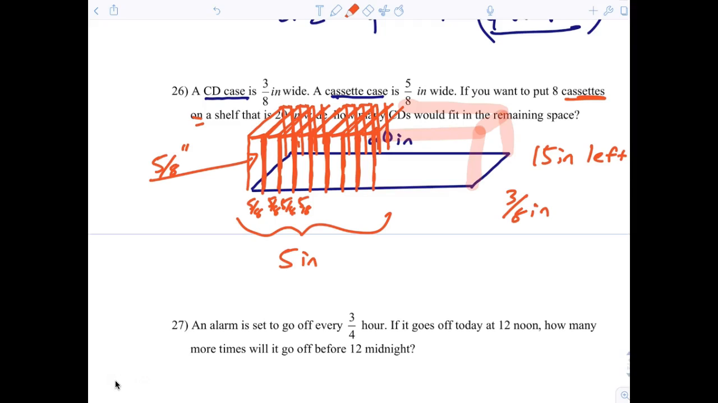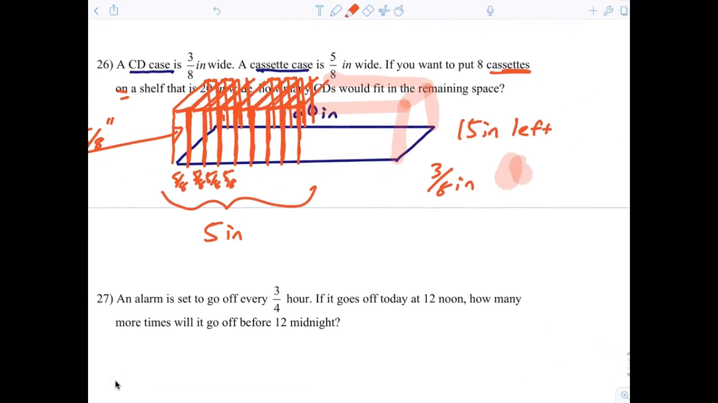All right? So that was brilliant. 15 divided by 3/8. And we said that was how much again? 40. All right? So I can fit 40 what? I can fit 40 CDs on my shelf.